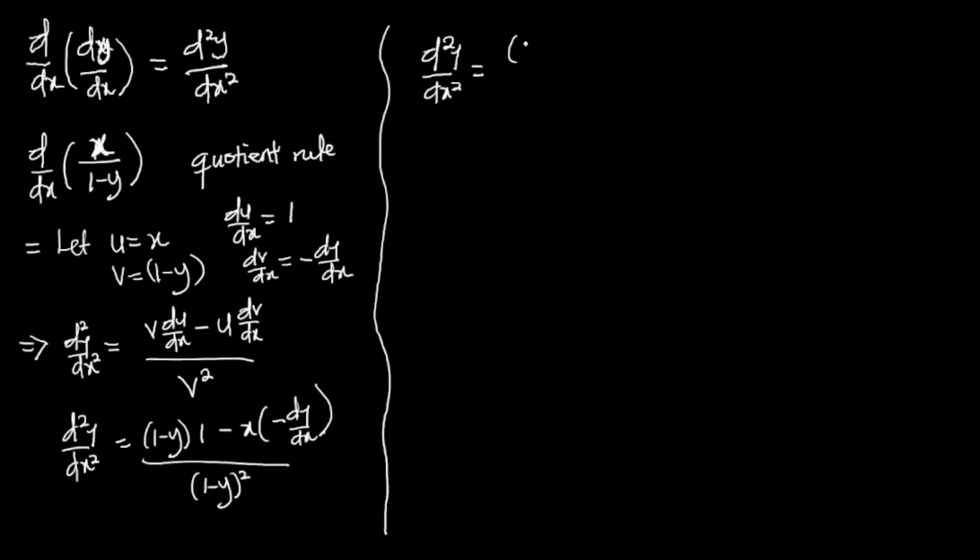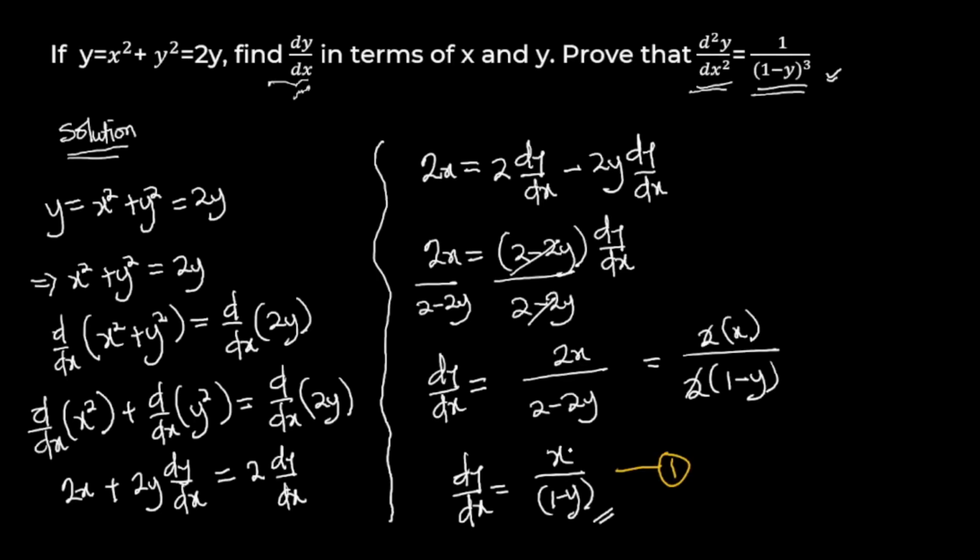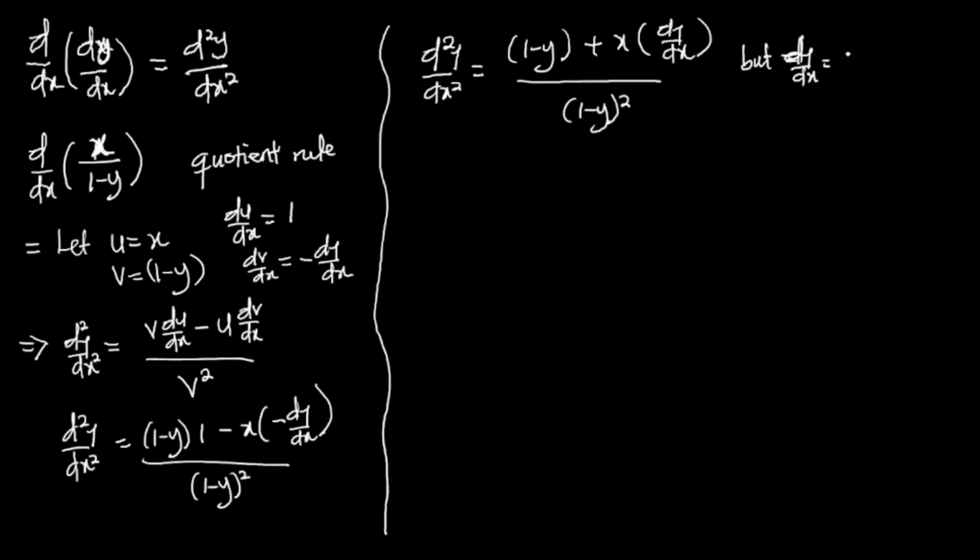multiplied by this will give me 1 minus y, and then minus the negative sign over here multiplied by the negative sign here will give me addition. So I have plus x into bracket dy/dx, all on 1 minus y squared. But we know that our dy/dx, which we found in the first case, which is over here, is x on 1 minus y.